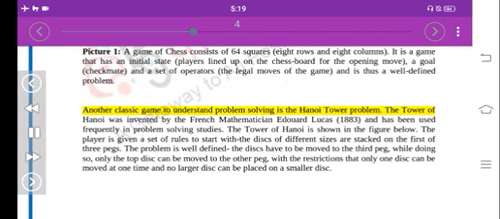Another classic game to understand problem solving is the Hanoi Tower problem. The Tower of Hanoi was invented by the French mathematician Édouard Lucas, 1883, and has been used frequently in problem-solving studies. The Tower of Hanoi is shown in the figure below. The player is given a set of rules to start with. The discs of different sizes are stacked on the first of 3 pegs. The problem is well-defined. Discs have to be moved to the third peg. While doing so, only the top disc can be moved to the other peg, with the restrictions that only one disc can be moved at one time and no larger disc can be placed on a smaller disc.